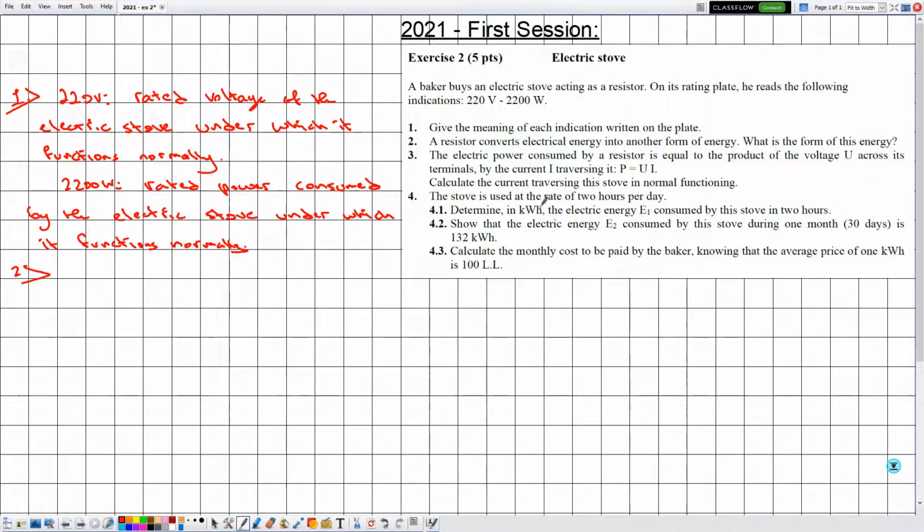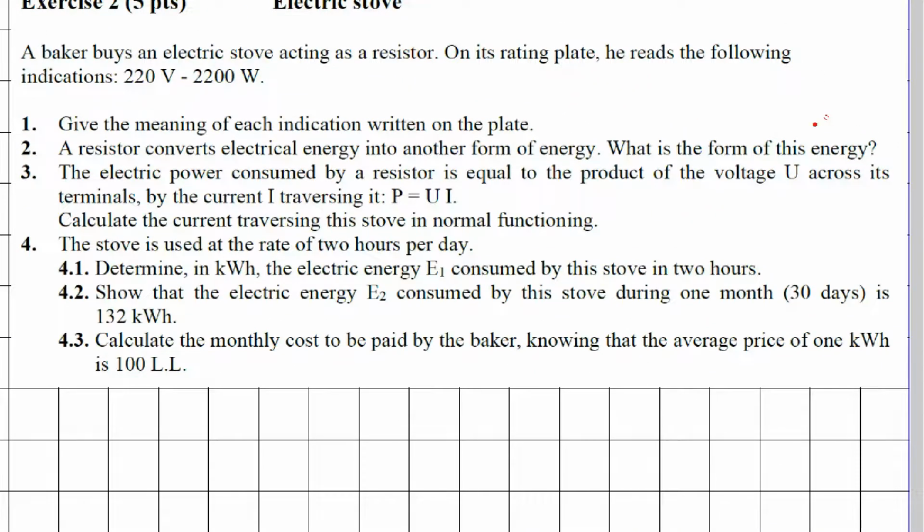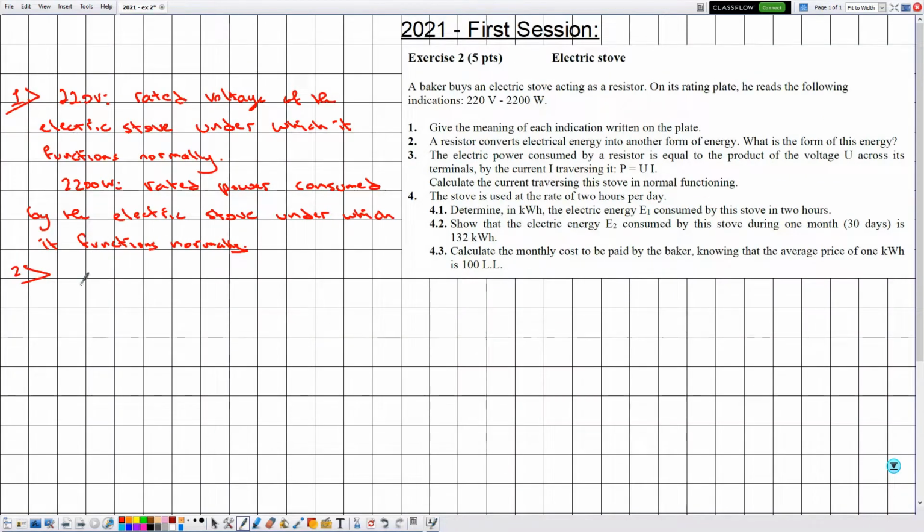Now in number 2, they are telling us a resistor converts electrical energy into another form of energy. What is the form of this energy? And this is known as the thermal energy, which is the heat.